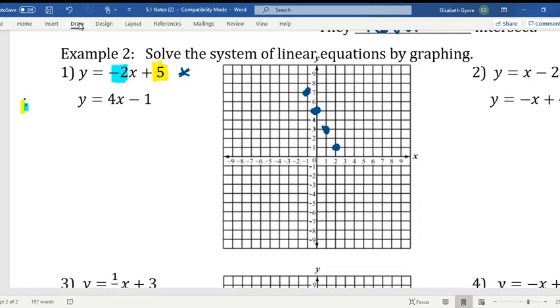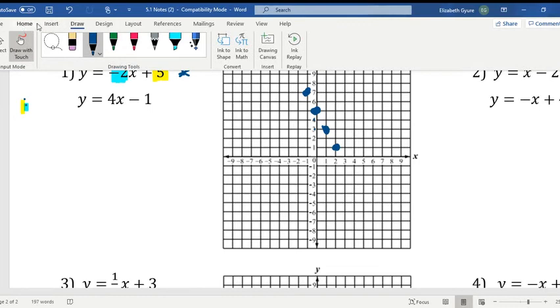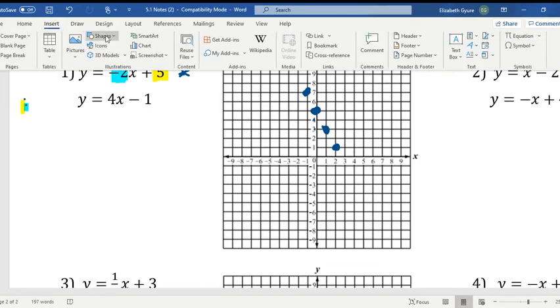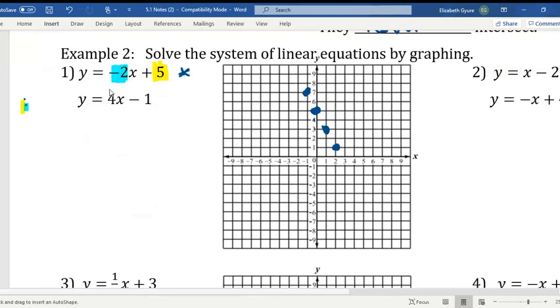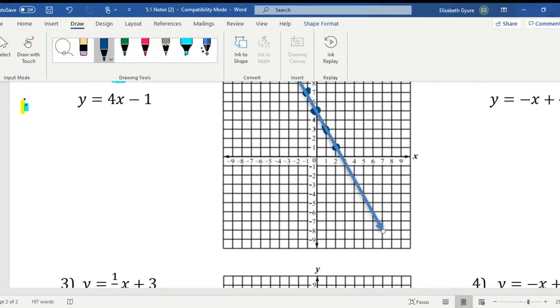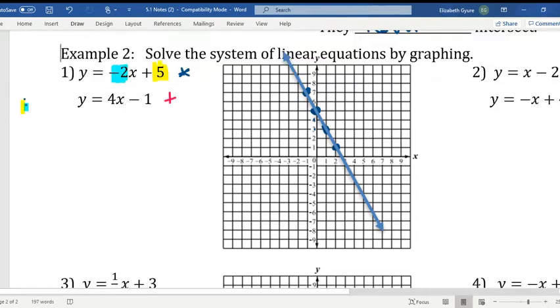It's important that I have nice straight lines here, so I'm going to use my line tool so that you guys can see where this needs to go. Okay, so it would look like that. There's my line. All right, now let's graph the other one.